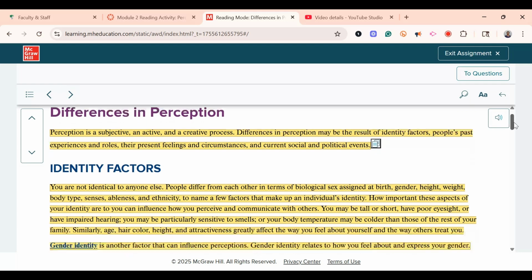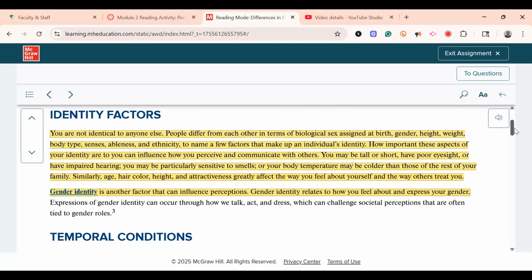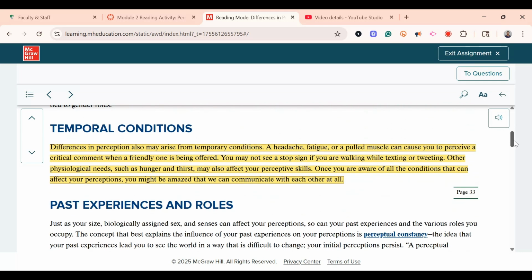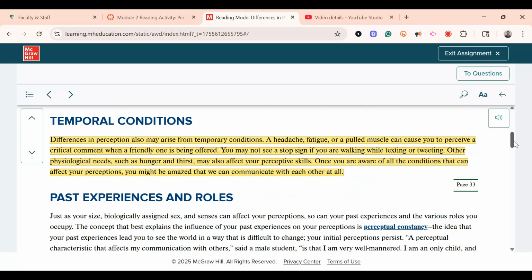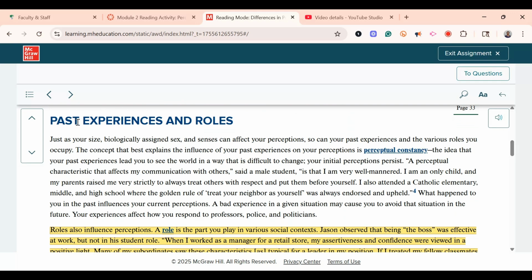So we have differences in perception, we have identity factors, and so we know that we're all very different. We're different in terms of our biological makeup. We're different in terms of our gender identity. And we're different in terms of our temporal conditions. So, if we have sicknesses or headaches or whatever's going on in our body, it affects our perception. Our perception is also affected by our past experiences and our roles. So, if we experience something good or bad when we were growing up, it affects the way we see things.